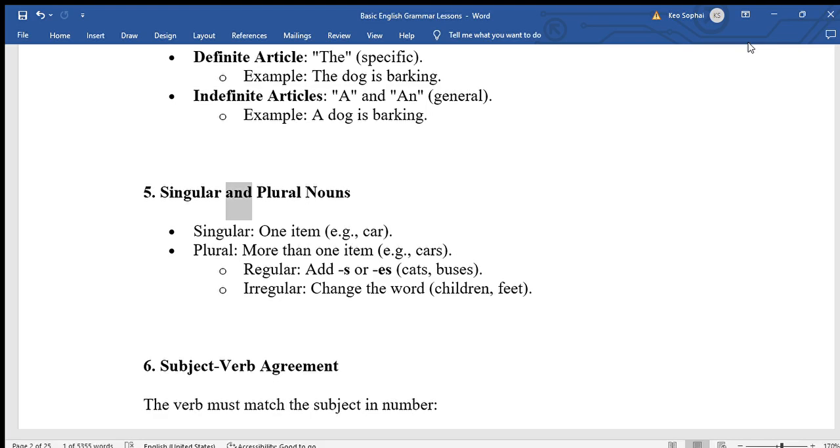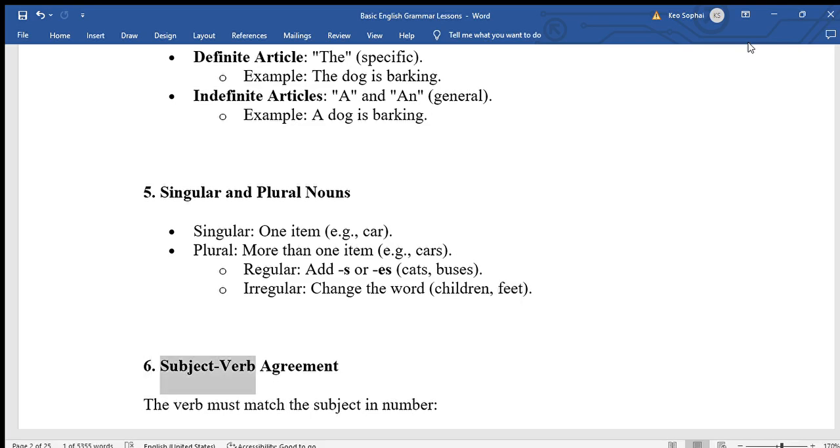5. Singular and plural nouns. Singular, 1 item, example car. Plural, more than 1 item, example cars. Regular, add s or es, cats, buses. Irregular, change the word, children, feet.